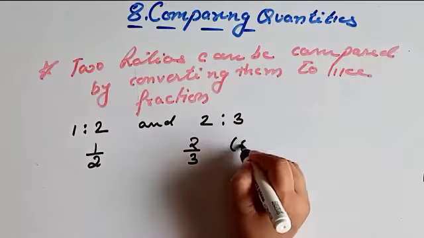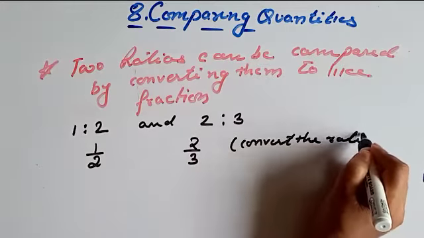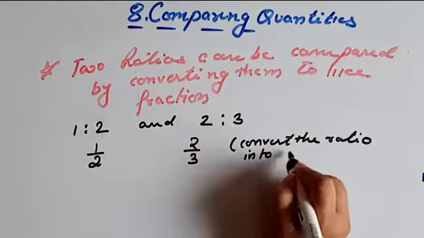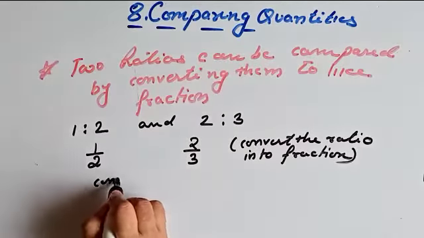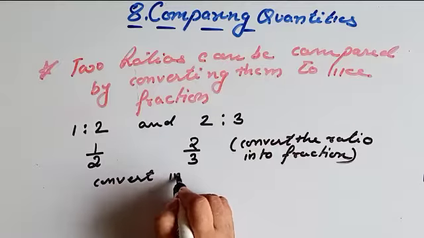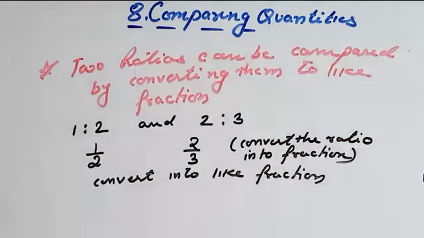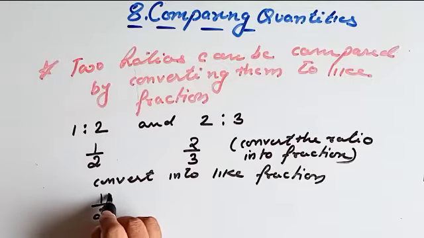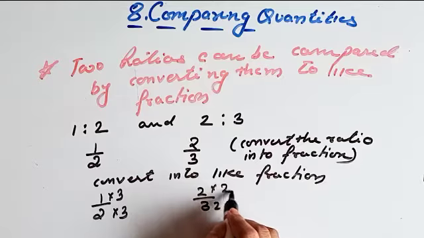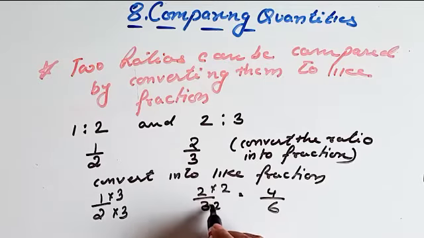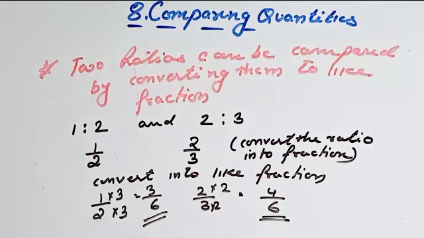So the first step is to convert the ratio into a fraction. We have converted the ratio into a fraction. The second step is to convert into like fractions. How will I convert these into like fractions? I will multiply the first by 3 and the second by 2. Then 2 3s are 6 and 2 3s are 6, and 2 2s are 4 and 3 2s are 6. Here we get 3/6 and 4/6. Now these two are like fractions.